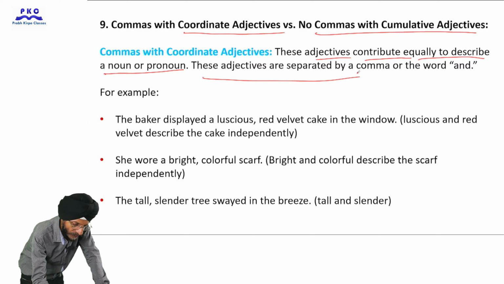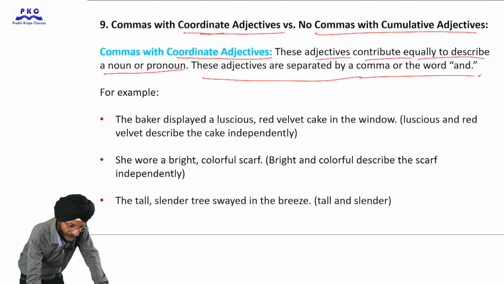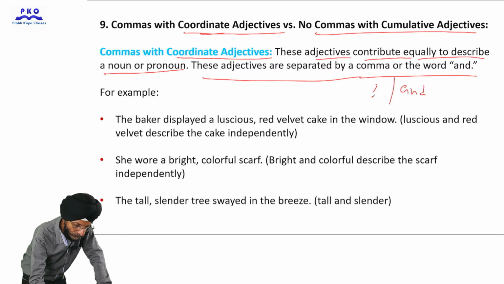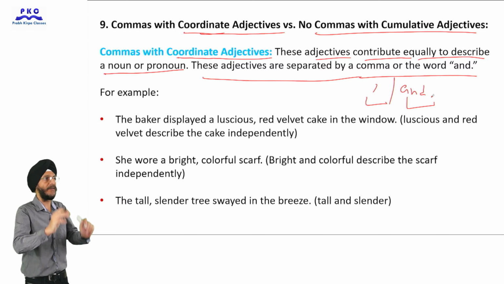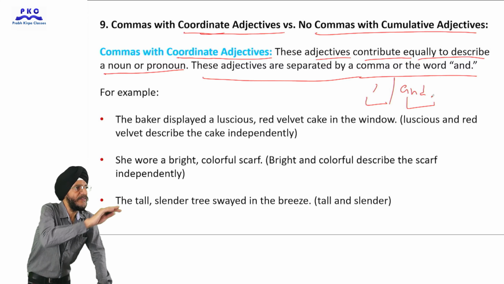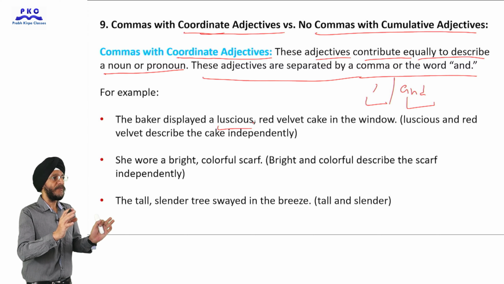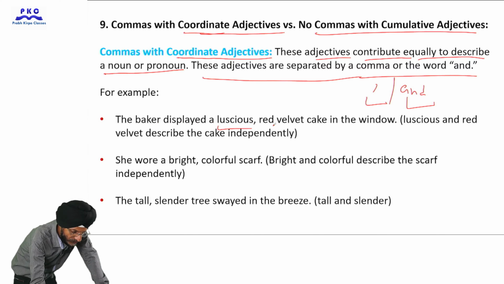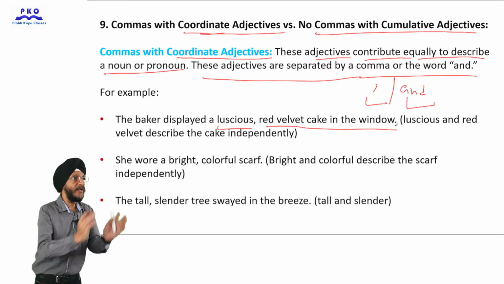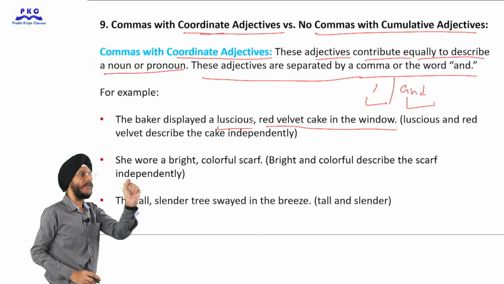Their importance with respect to the noun or pronoun is equal. Here we are talking about coordinate adjectives. Coordinate adjectives are separated by a comma or and. One of two, either a comma or and. We understand the same with the help of an example. The baker displayed a luscious, which means attractive, fragrant smell. The baker displayed a luscious, red velvet cake in the window. In between coordinate adjectives, we have inserted a comma. We have to use a comma in case of coordinate adjectives.